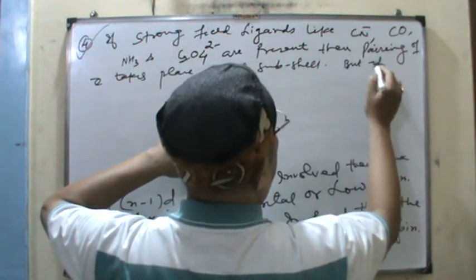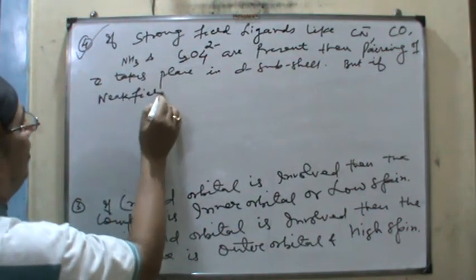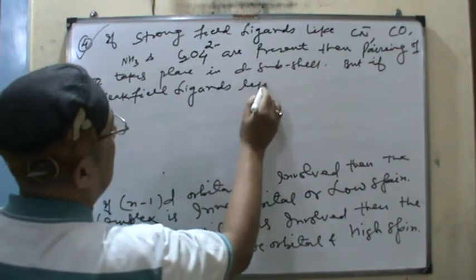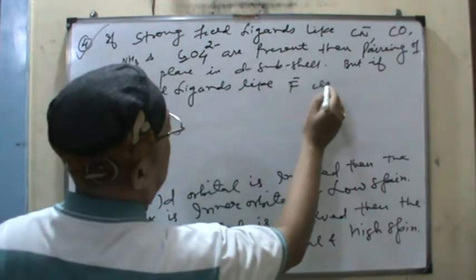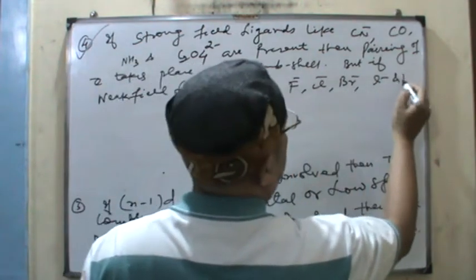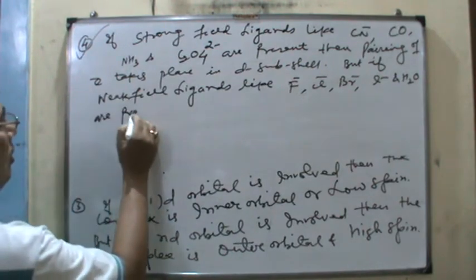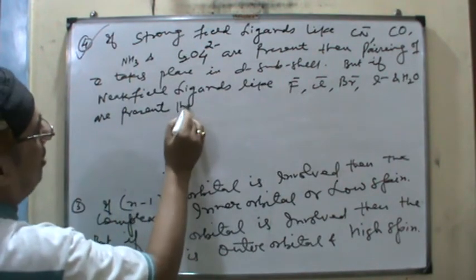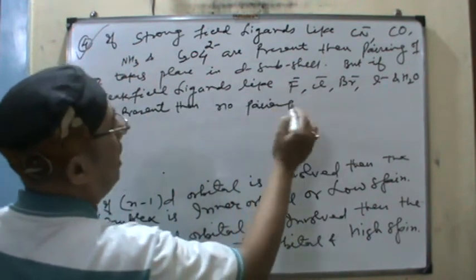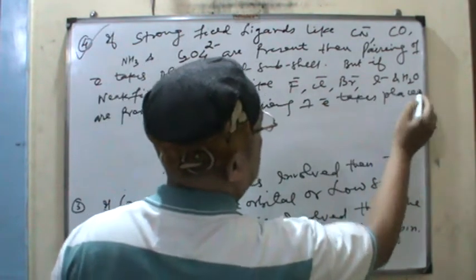But if weak field ligands like fluoride, chloride, bromide, iodide and aqua (water) are present, then no pairing of electron takes place.